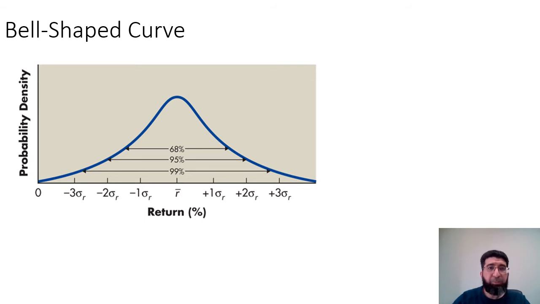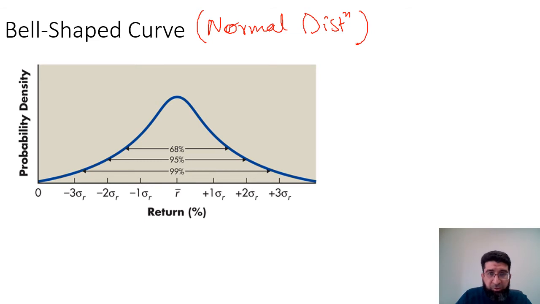So we use a bell-shaped curve. In statistics, it's called the normal distribution. Now, the normal distribution is a bell-shaped curve, symmetrical on both sides. So you can see it's symmetrical on both sides. Very smoothly, the tail starts from 0 and goes all the way to the other end. And the distribution is symmetrical, hence the mean return falls right in the middle.